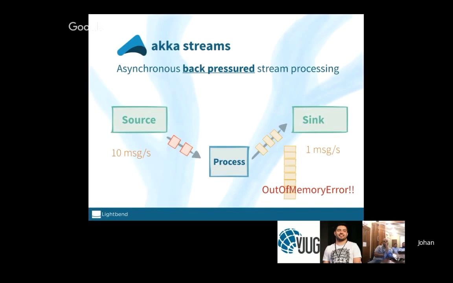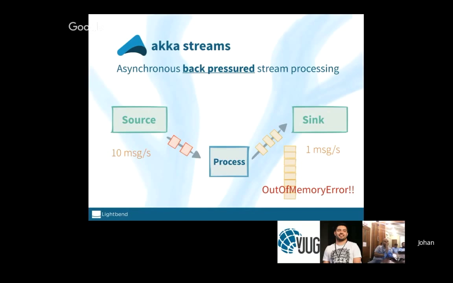And why is that? Well, because if we have a fast producer source here, which will produce 10 messages per second, and then we do some processing with those. And then in the end, we have a slow consumer, the sink, that can only process 1 message per second. Then we somewhere have to buffer these elements, right?